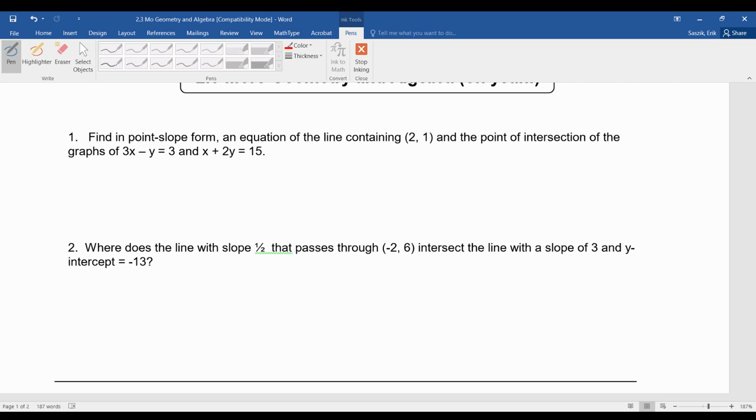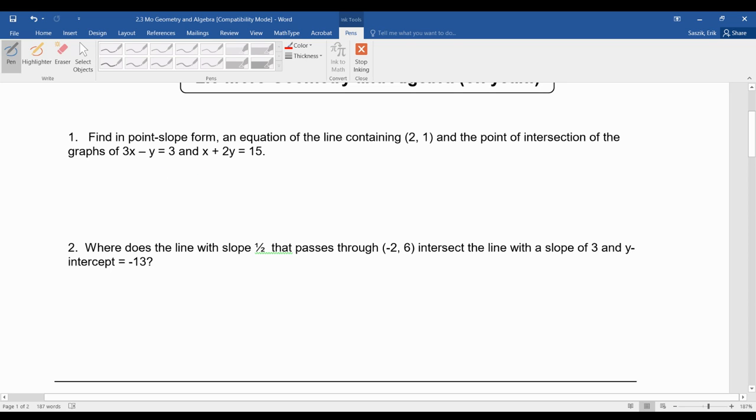So if you want to try to do these first two problems yourself, there's really just practice and check on the answer in a moment. I'll do one of them here. Second one I'll probably just give an answer. Okay. So find in point slope form an equation of the line containing the point (2, 1) and the point of intersection of the graphs of this.